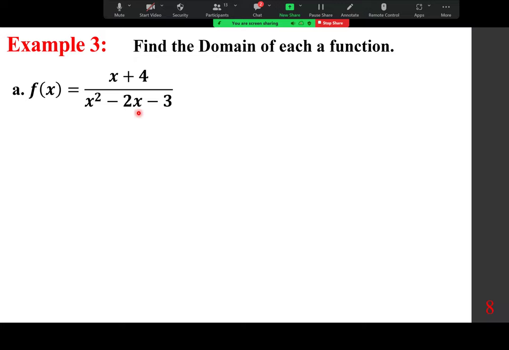To do so, we are going to factor this into x minus 3 times x plus 1, because we need two numbers whose product is negative 3 and whose sum is negative 2. So set this equal to 0. By factoring, x is either 3 or negative 1. So when you set the denominator equal to 0, this is what you get. What is the domain? X can't be 3, and x can't be negative 1. So all real numbers except 3 and negative 1.